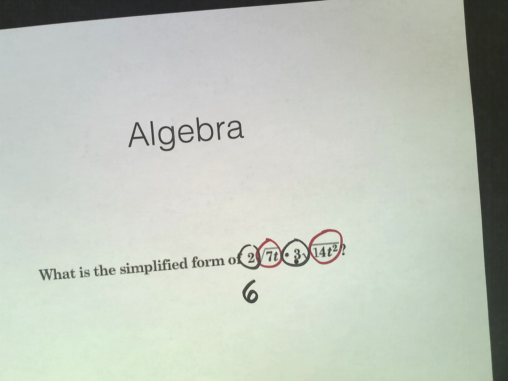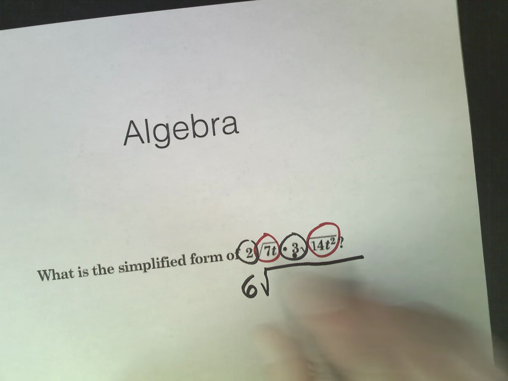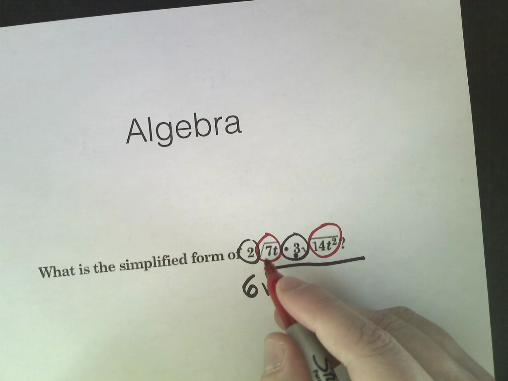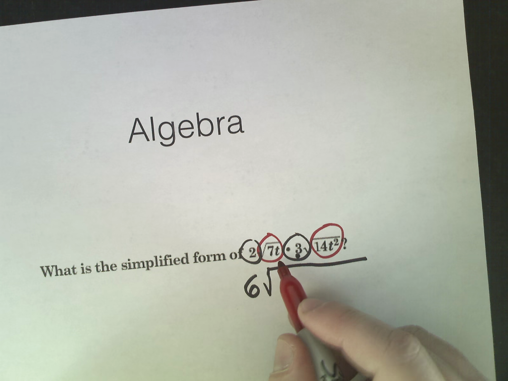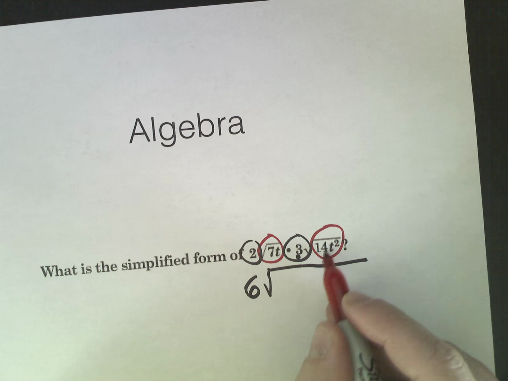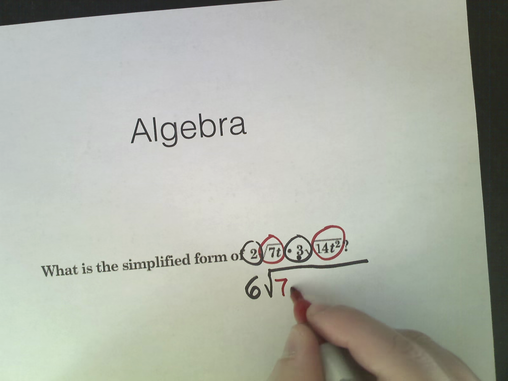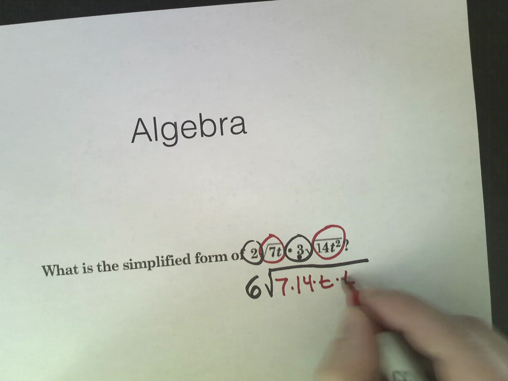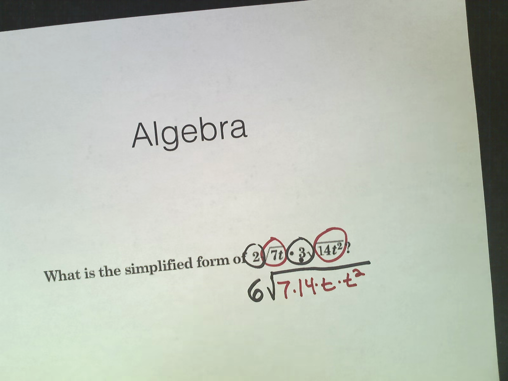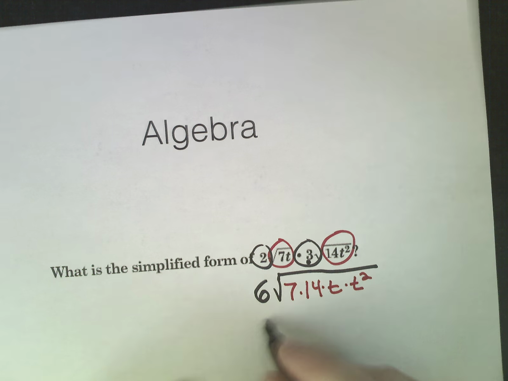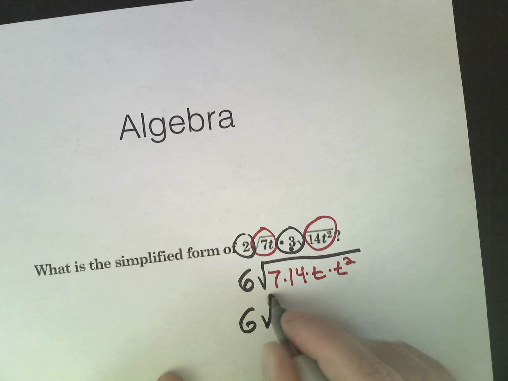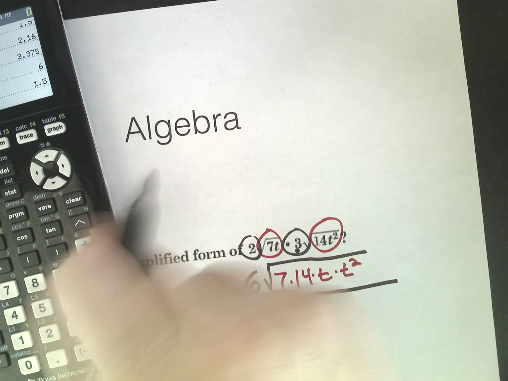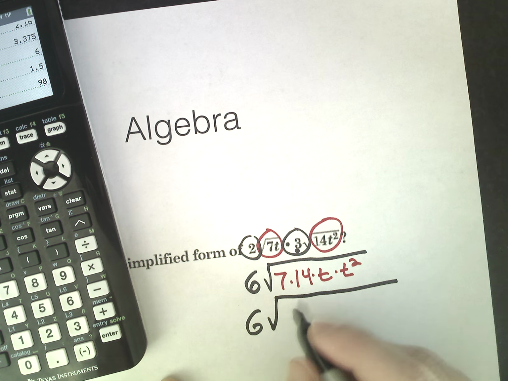The numbers on the inside are 7t and 14t squared. Now, if you remember, when we multiply numbers like this, we keep the bases, we multiply the numbers in front, the coefficients. So it's really 7 times 14, times t squared. 7 times 14, I could do that in a calculator. It's a big number. 7 times 14, I believe, is 98, but I'm going to check. 7 times 14 is 98.